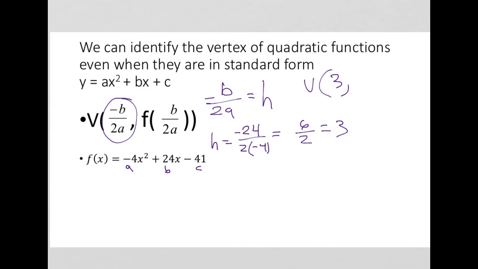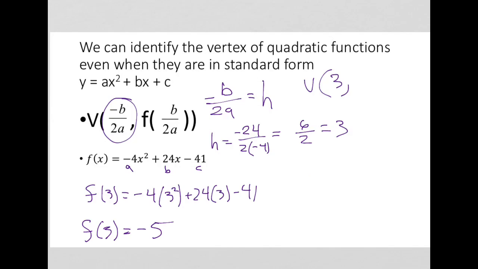But what's the y value? Well, substitute into our equation. Find f of 3, so negative 4 times 3 squared plus 24 times 3 minus 41. And I'm not going to do all that. You can simplify it yourself. Lo and behold, when you simplify it, you get negative 5.